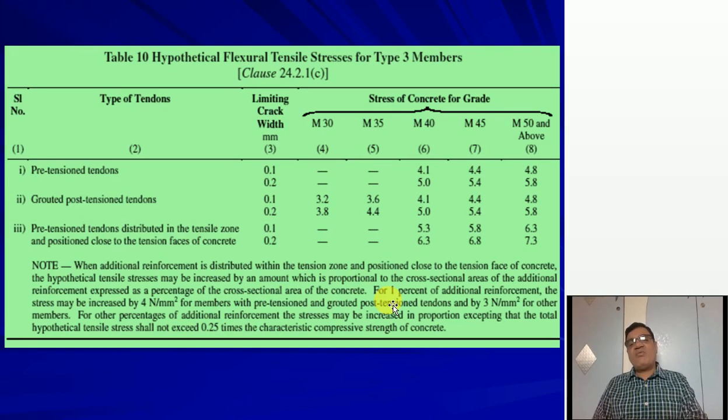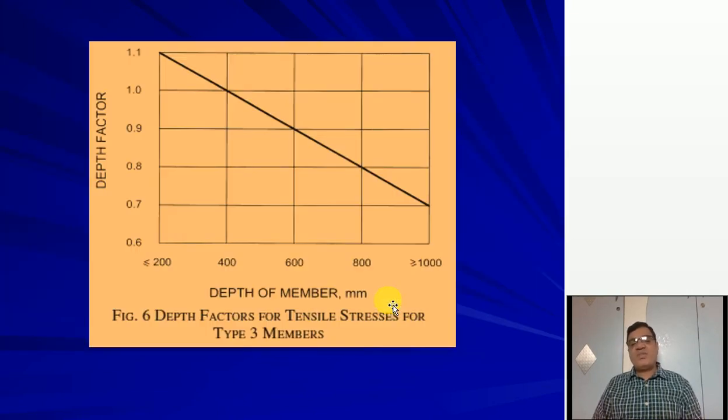Now there is one more figure which is given for the modification. Now that depends on depth factor for tensile stresses. Here the depth of the member is given, and according to the depth of the member the depth factor is given. So this is the multiplication factor to the permissible stress for type 3 structure.